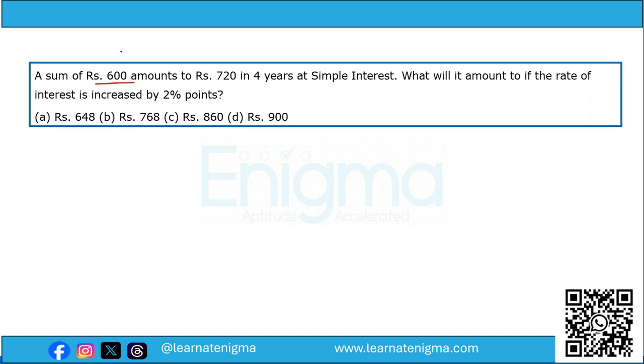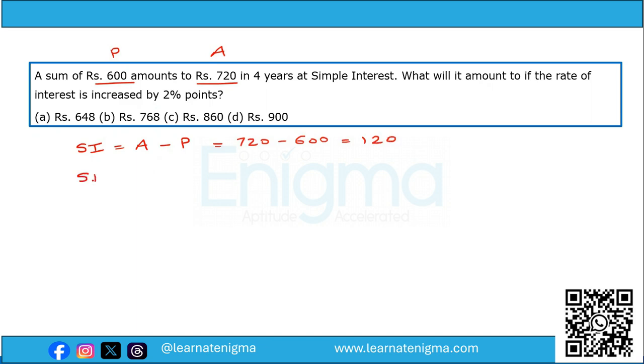Now, 600 amounts to 720. That means we can easily find out the simple interest by amount minus principal. So 720 minus 600, we get 120.